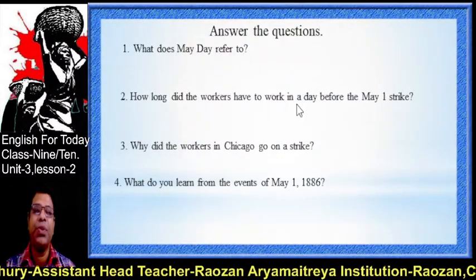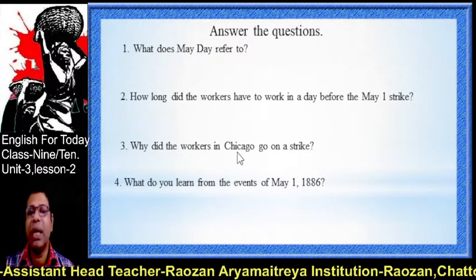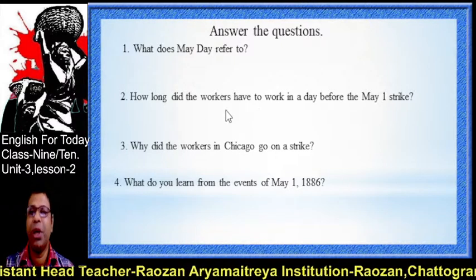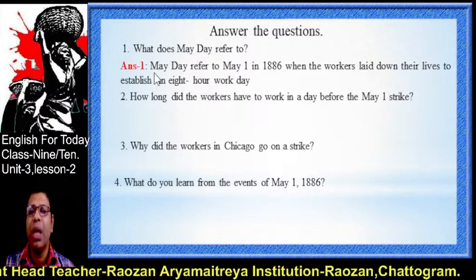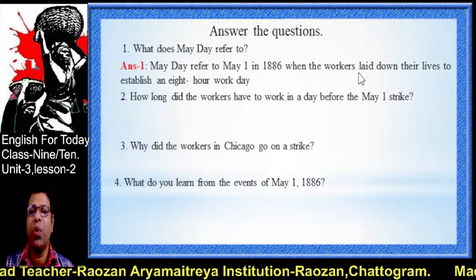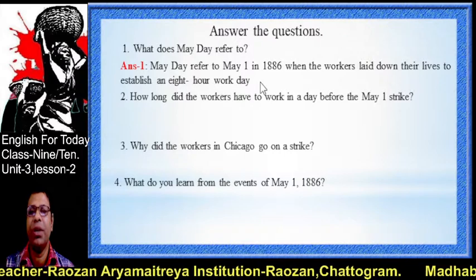Now, dear students, there are 4 questions. Pause the video, write down the answers to the questions. After that, match with me. First one, what does May Day refer to? May Day refers to May 1st, 1886, when the workers laid down their lives to establish an 8-hour workday.